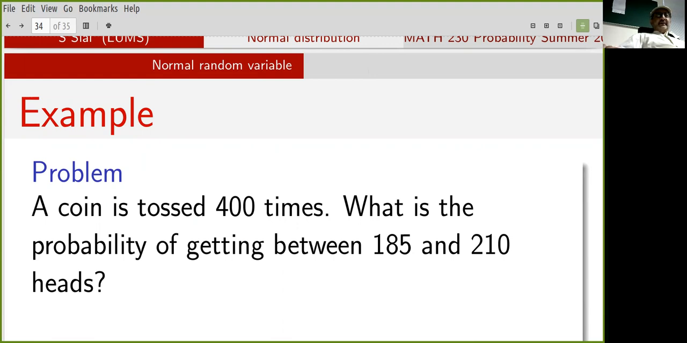Okay, so that was a brief introduction to arguably the most important continuous random variable.